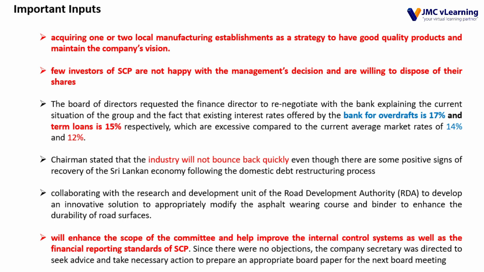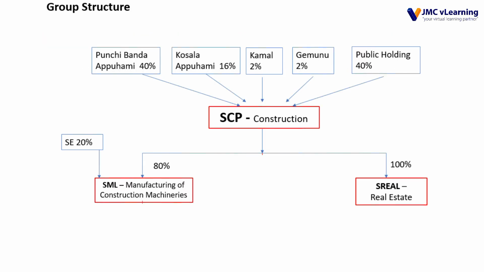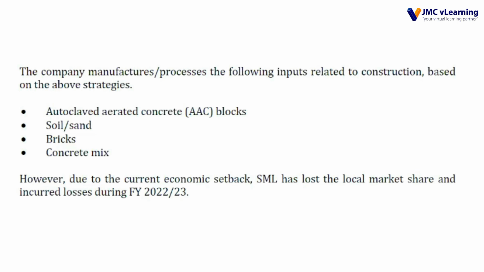Now, if you think about that point seriously, going back to the group structure, now you can see SML is the manufacturing company who supports the construction projects. They manufacture 4 items, right? If you go back to the pre-scene, it mentions what manufacturing items they are doing. The company manufactures and processes the following inputs related to construction based on the above strategies: autoclaved aerated concrete, then soil and sand, right? Bricks and concrete mix. These things are currently produced under SML and supplied to their parent company as well as the outside market.